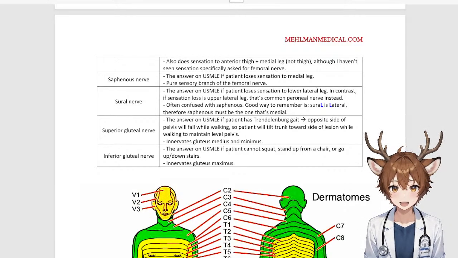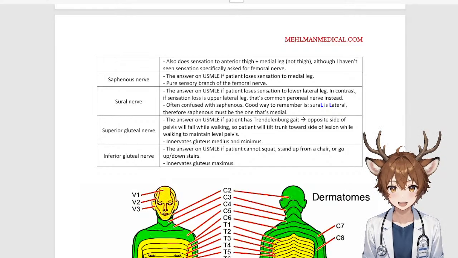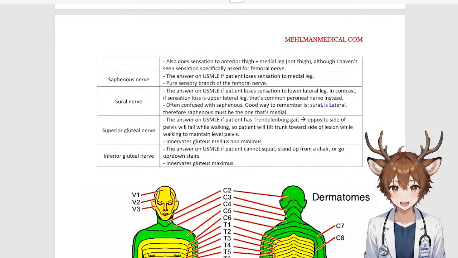Inferior gluteal nerve. The answer in USMLE for a patient who cannot squat, stand up from a chair, or go up or down stairs. Innervates the gluteus maximus muscle.